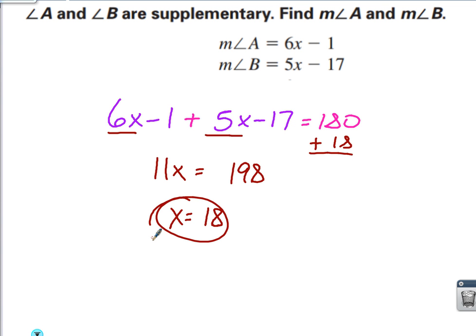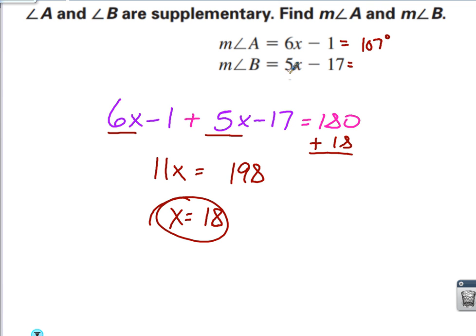But that's not what it asks for. You have to go through finding x, but that's not what it asks for. It says find the measure of angle A and the measure of angle B. And honestly, I want you to get in that habit anyway. If this problem simply said find x, I'd still do this next step, because once you do this next step, you know you're right. If x is 18, the measure of angle A is no longer 6x minus 1. It is now 6 times 18 minus 1, which is 108 minus 1, which is 107 degrees.